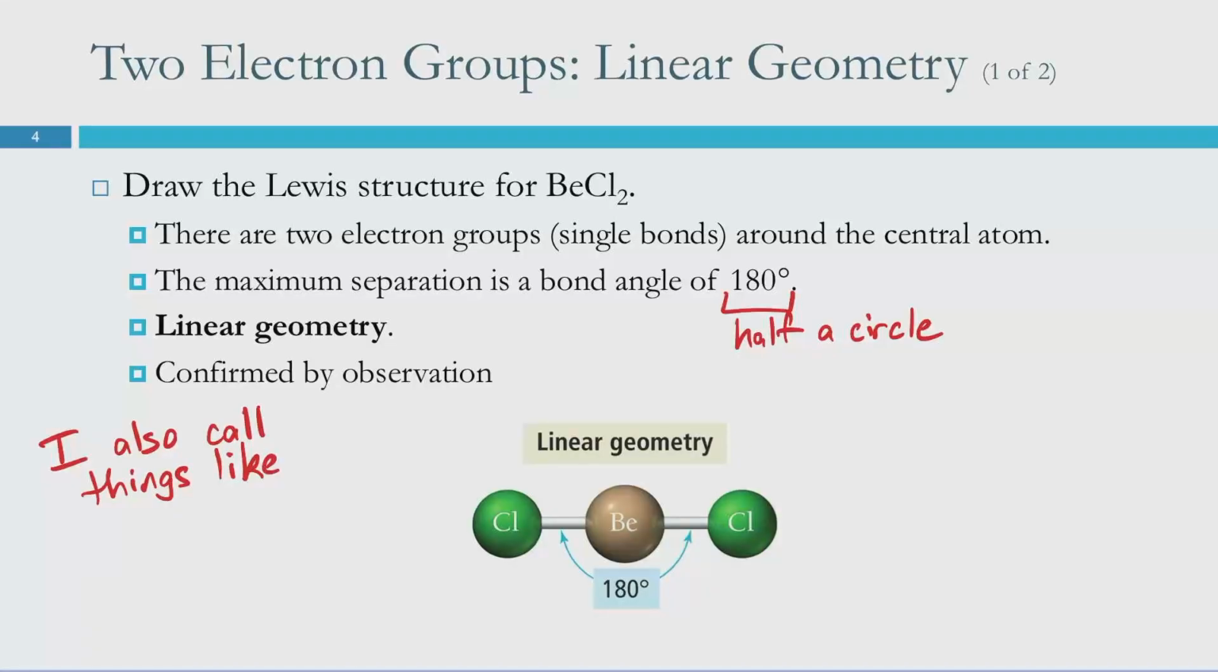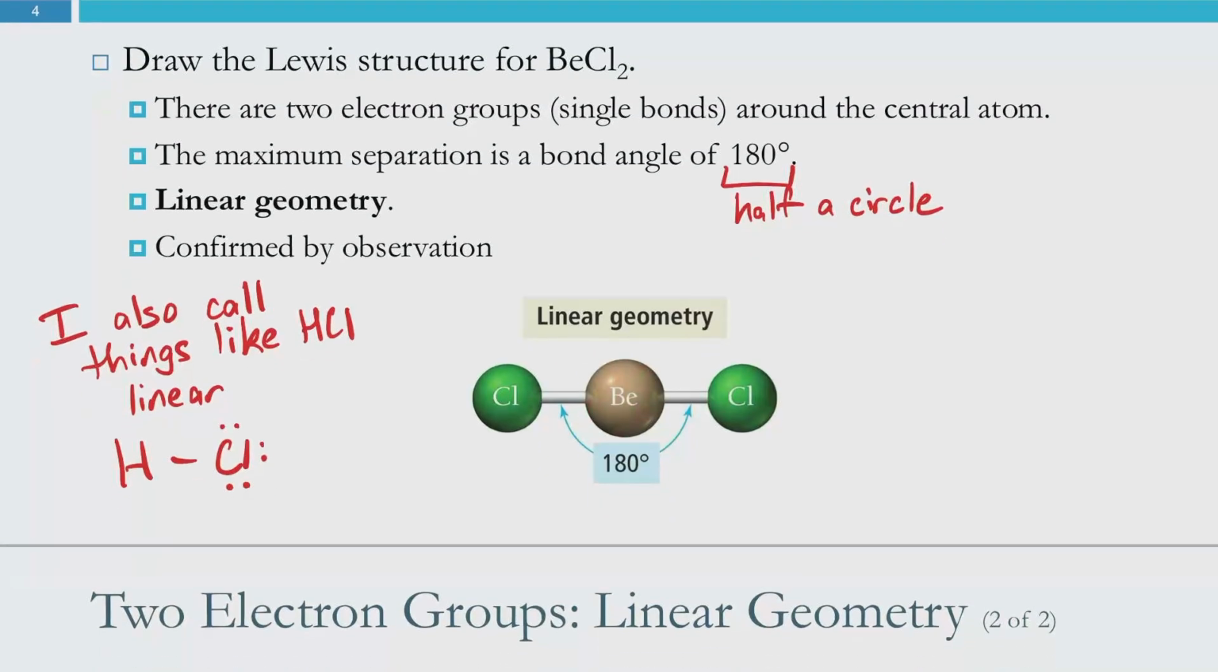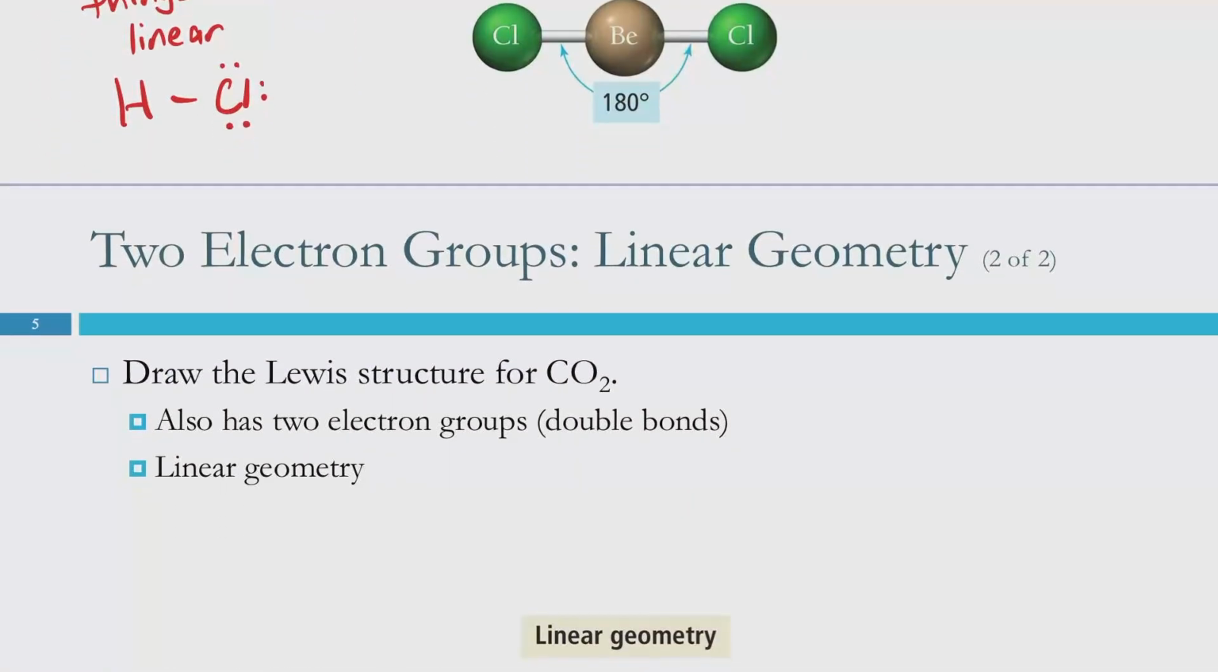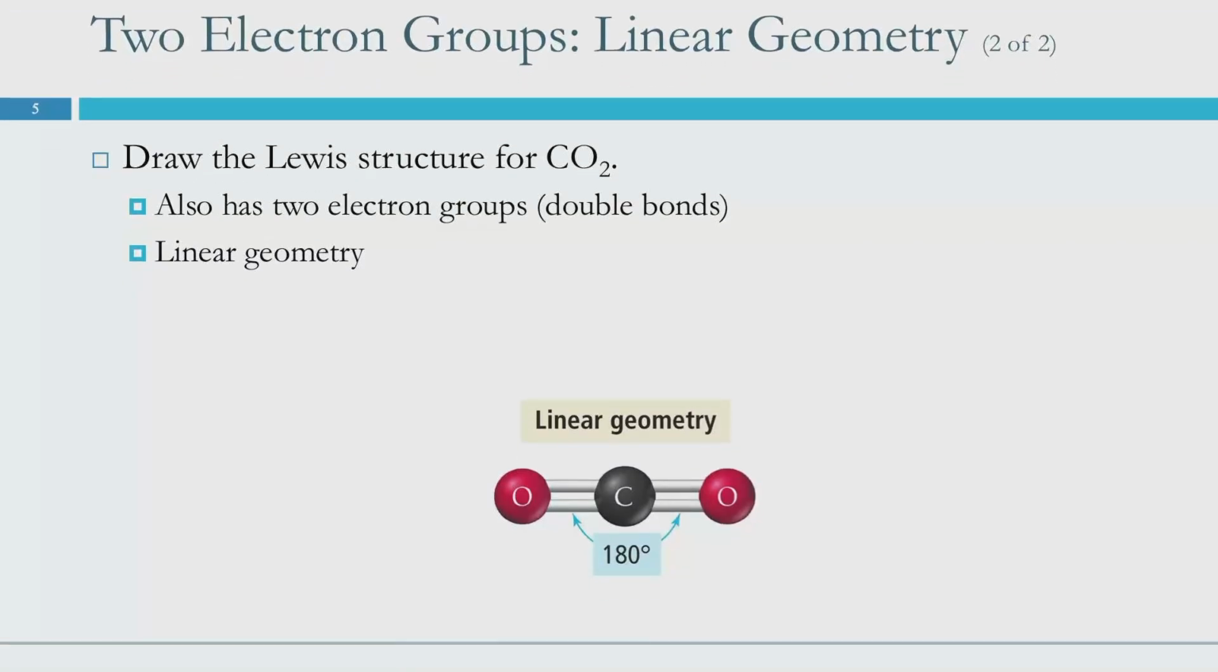So I also call things like HCl linear. Some people disagree about that. It's just two things. The only thing that it can be, in my mind, is linear. I don't know what else other people would call it. But definitely if you've got two groups on the central atom, beryllium, in this case our central atom, then that's going to have a linear geometry. If we look at the Lewis structure for carbon dioxide, this also has two electron groups. We've got two double bonds.